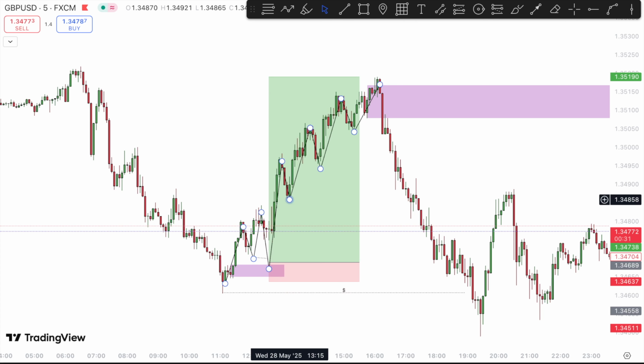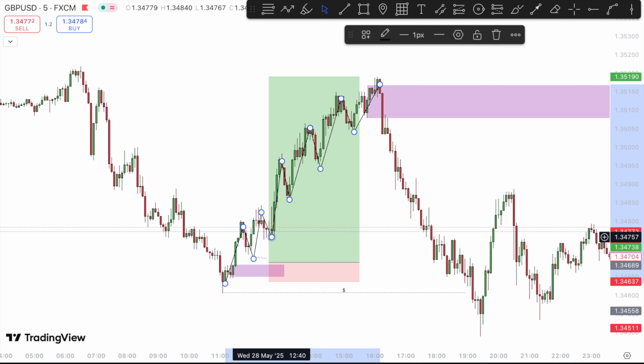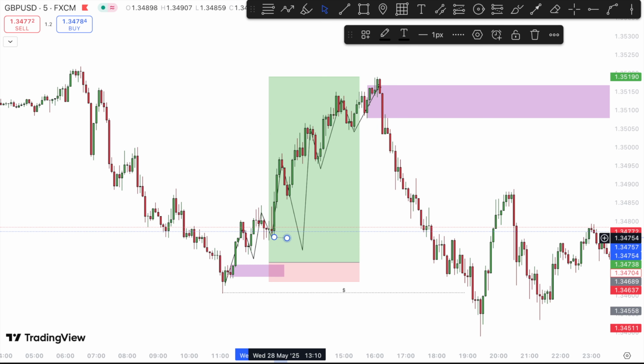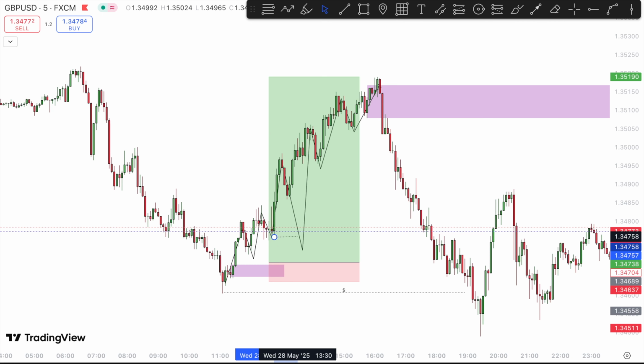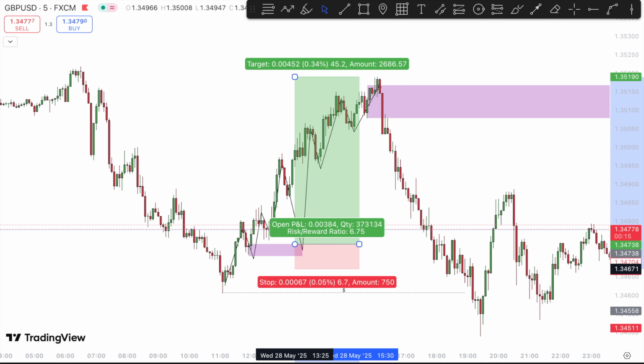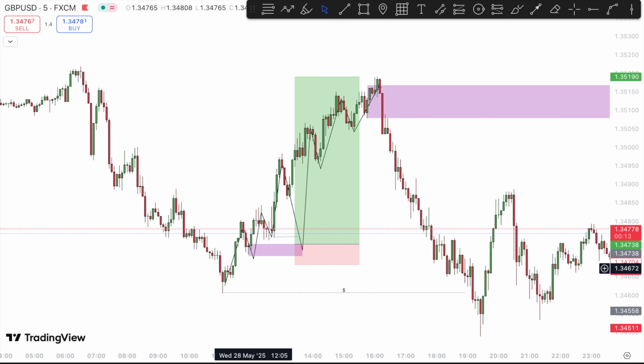The next entry: suppose the price is moving like this and this low was taken. So our inducement over here will be this one. And then we can expect this order block over here to work and give us a good entry. So this is how you can make entries using order block and inducement.